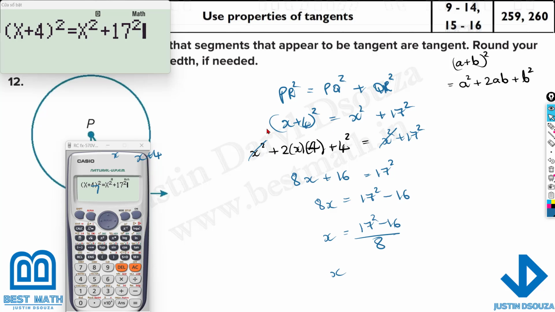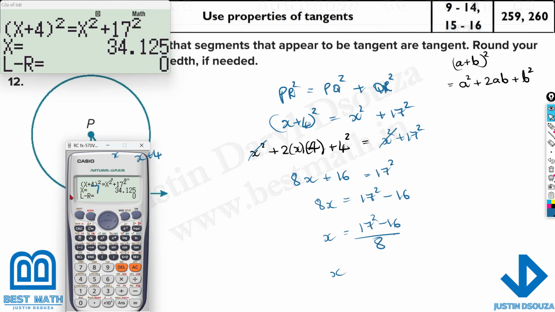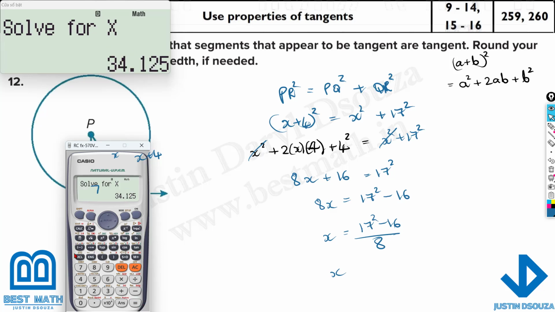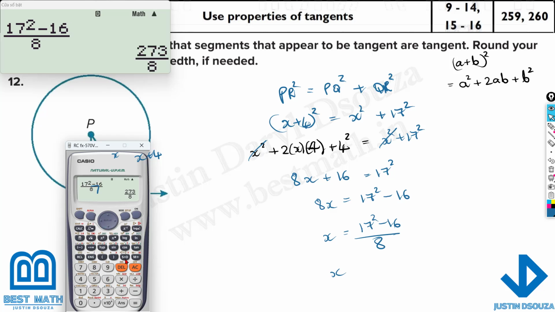I've just typed this equation over here. X plus 4 the whole square equals x squared plus 17 squared. If you press shift and solve, this is the previous stored answer, then press equal to, you get 34.125. That's the answer. Let's look over here as well. If we solve this up, press on, or you can just go to mode 1. You'll be back to the computation mode. It's 17 squared minus 16 divided by 8. The answer is 34.125 itself.